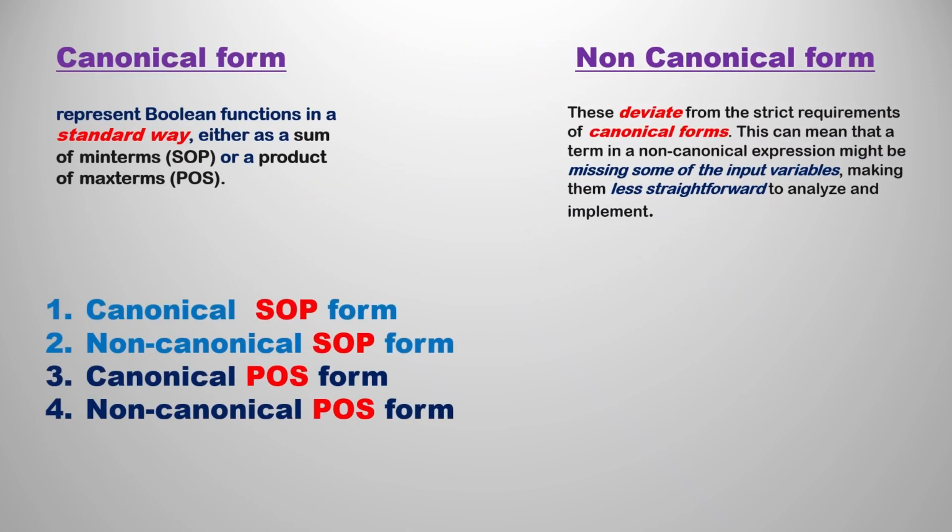Based on all this, canonical and non-canonical form combined, we have 4 types: canonical SOP, non-canonical SOP, canonical POS and non-canonical POS. These 4 types are what we have discussed up to now. In the canonical form I discussed canonical SOP and non-canonical SOP, and I have discussed both POS examples too. It's not a tough concept. You have to remember that if all the variables are present in all terms, it is canonical; if not, it is non-canonical.